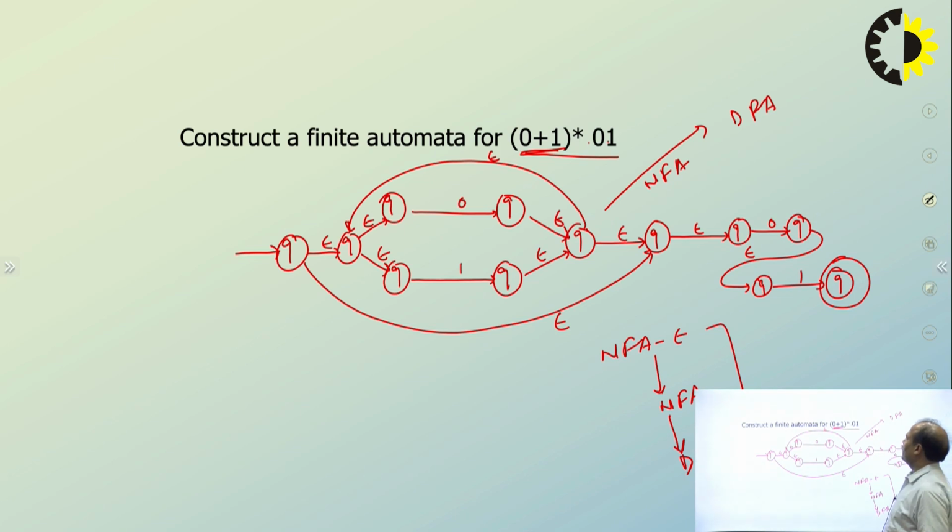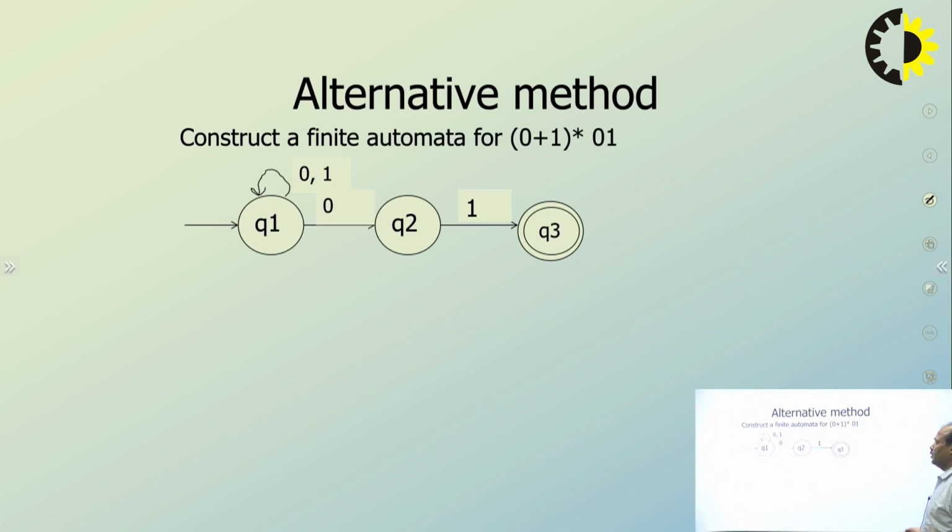If the question is asked to construct a finite automata, you can go with this, no problem. But if the question is asked to construct a deterministic finite automata, try to avoid this method, because constructing the DFA will require you to remove so many epsilon transitions. So there is a shortcut method to construct a finite automata from the regular expression. We call it the alternative method, right? So construct a finite automata for this regular expression.